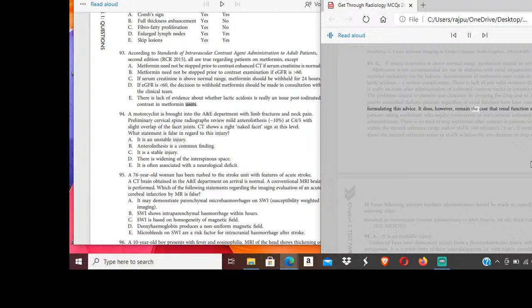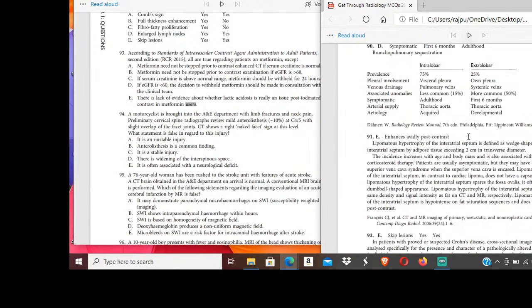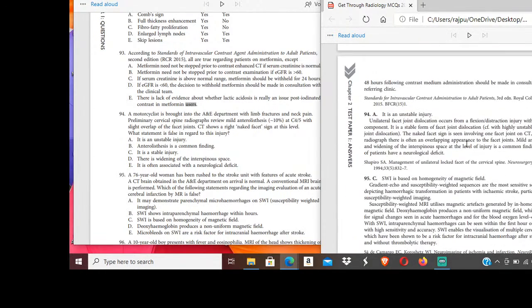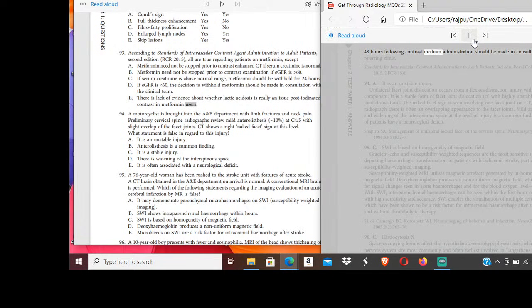It does, however, remain the case that renal function should be known in patients taking metformin who require intravenous or intra-arterial iodinated contrast medium administration. There is no need to stop metformin after contrast in patients with serum creatinine within the normal reference range and/or eGFR greater than 60 ml/min/1.73 m2. If serum creatinine is above the normal reference range or eGFR is below 60, any decision to stop metformin 48 hours following contrast medium administration should be made in consultation with the referring clinic.